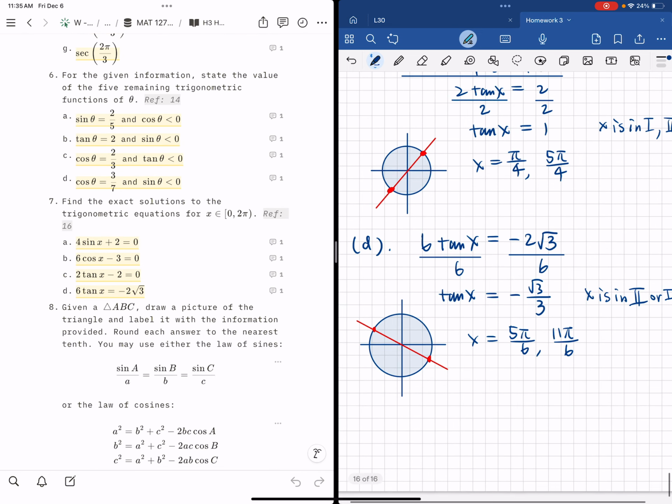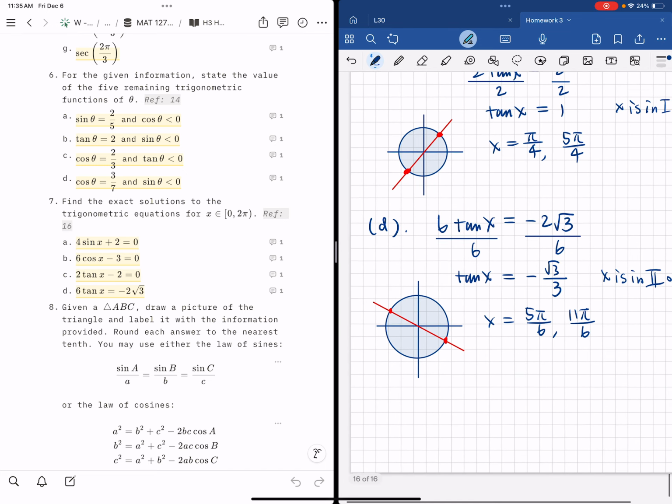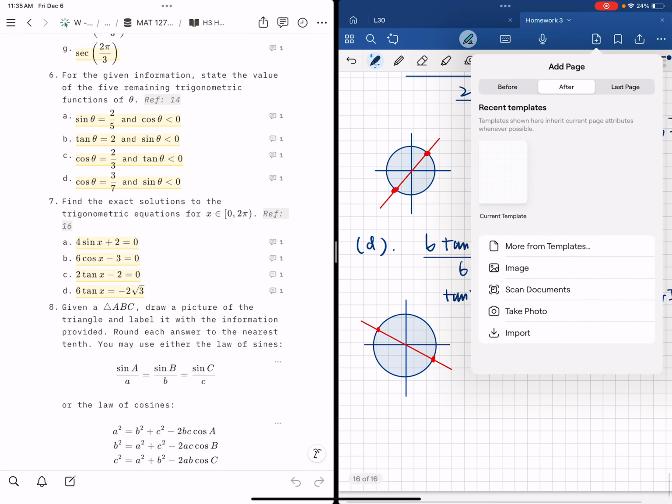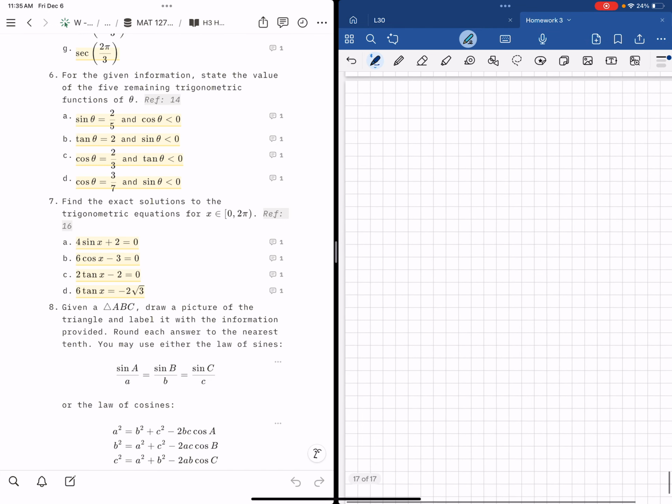And if you have trouble finding this angle, you could also use your calculator, using the tangent inverse of negative radical 3 over 3. Your calculator should give you one of the numbers, 11 pi over 6, but in the negative form. So you will have to convert it to the other two angles. And that's number 7. Let's move on to number 8.